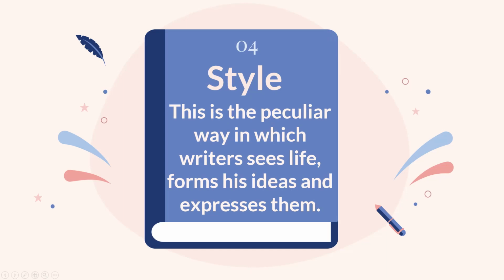The fourth one is the style. It says here that this is the peculiar way in which a writer sees life, forms his ideas, and expresses them. This means that style refers to the distinct way the author expresses his or her thoughts. Words can be used in unique, creative, and entertaining ways that make the work memorable. Style is another element that is subject to interpretation by readers in terms of its appeal.